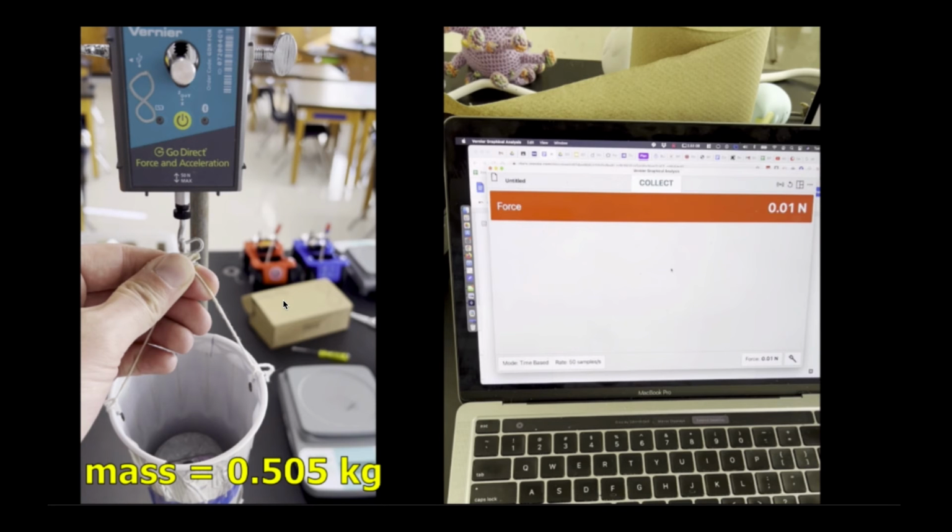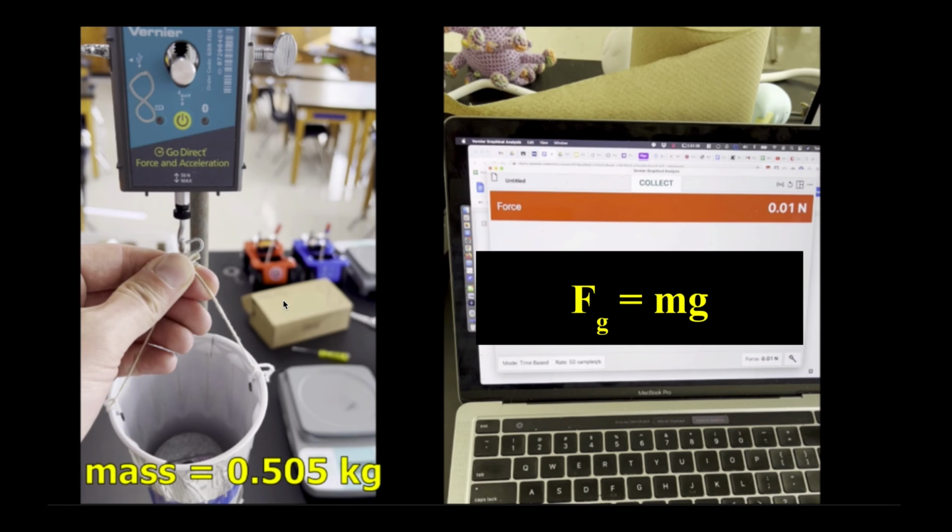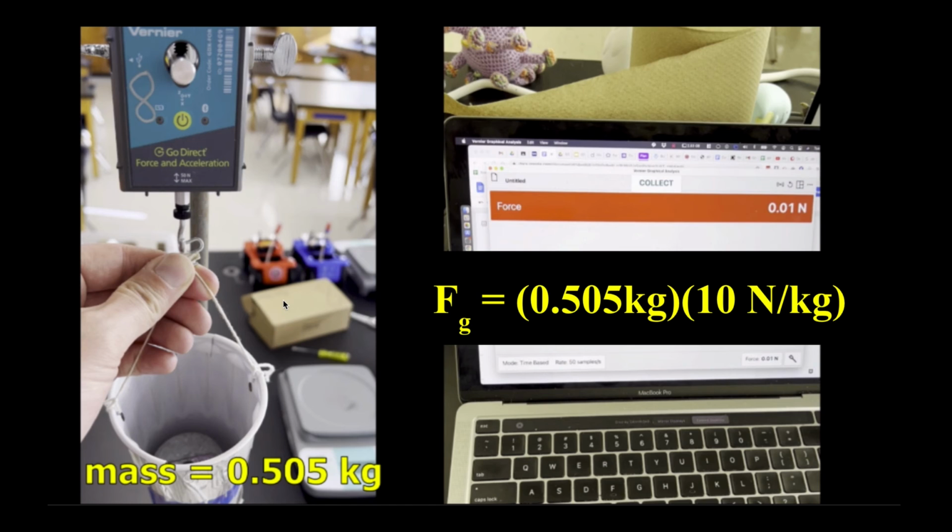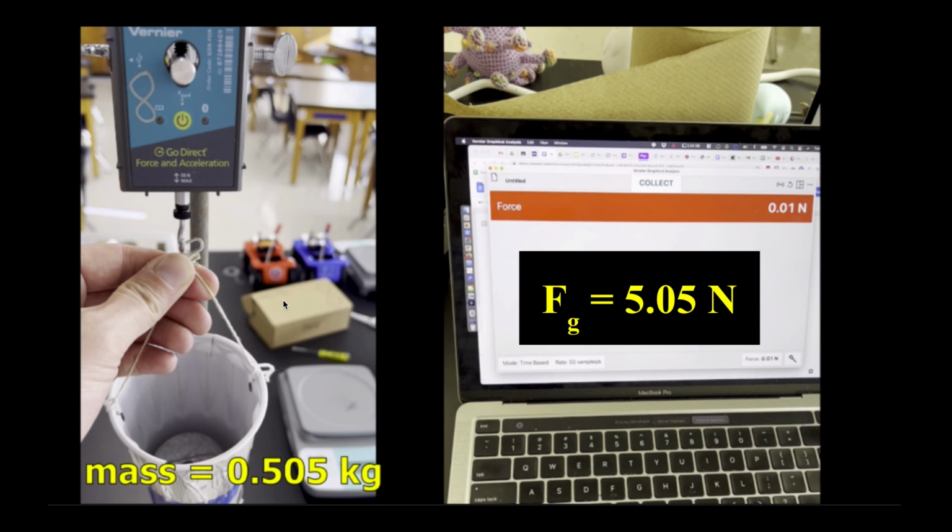So we can test this really quick using our setup from the lab today. We have a mass of 0.505 kilograms. What I'm going to do is put this mass on the force sensor, and you'll see what the force sensor registers. But before we do that, we can make a prediction of what it should say, because we know the force of gravity equals mass times little g. If we put in the value for mass and 10 newtons per kilogram for little g, we should get about 5.05 newtons. So let's test it.